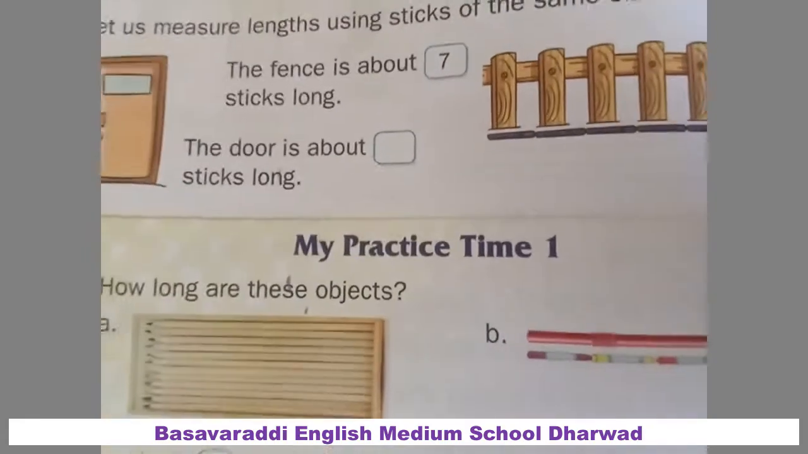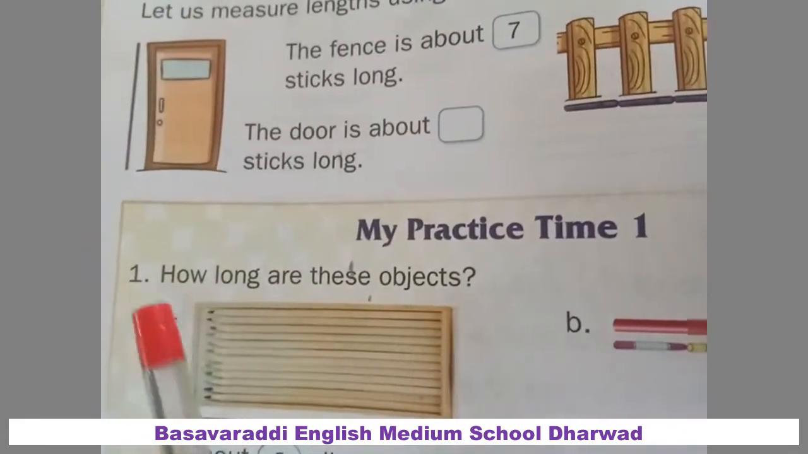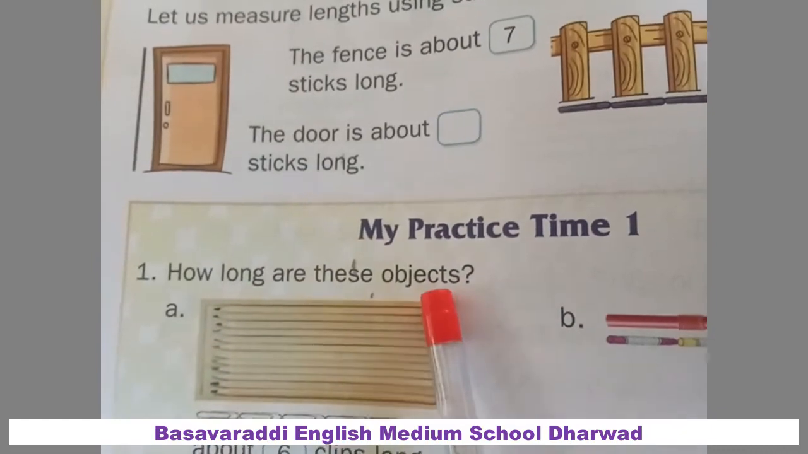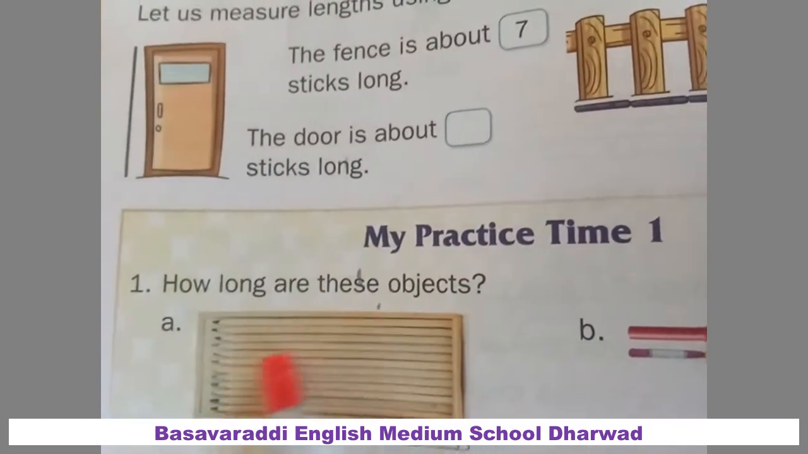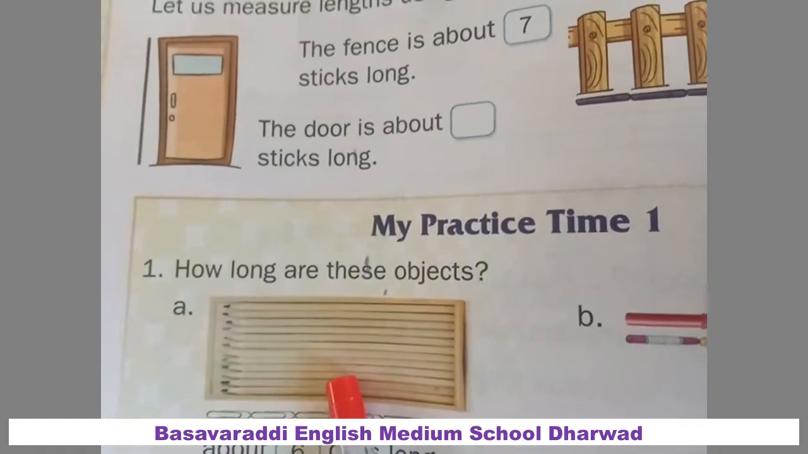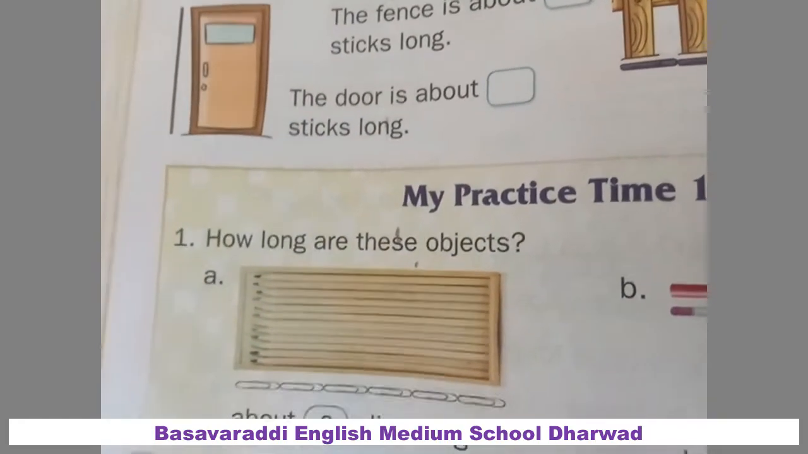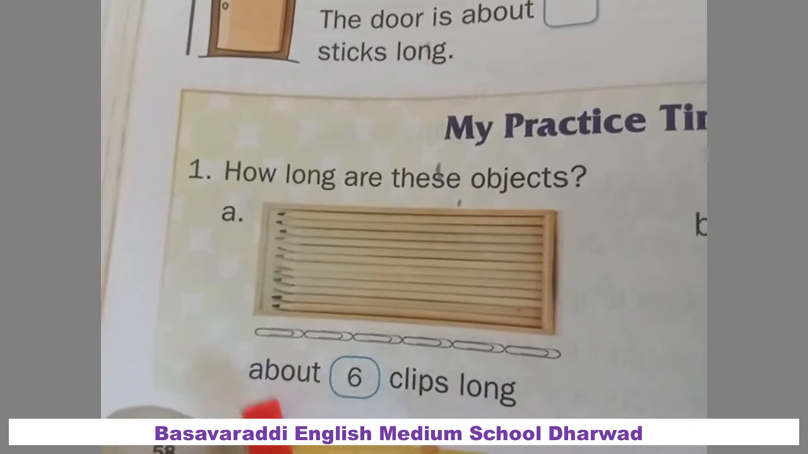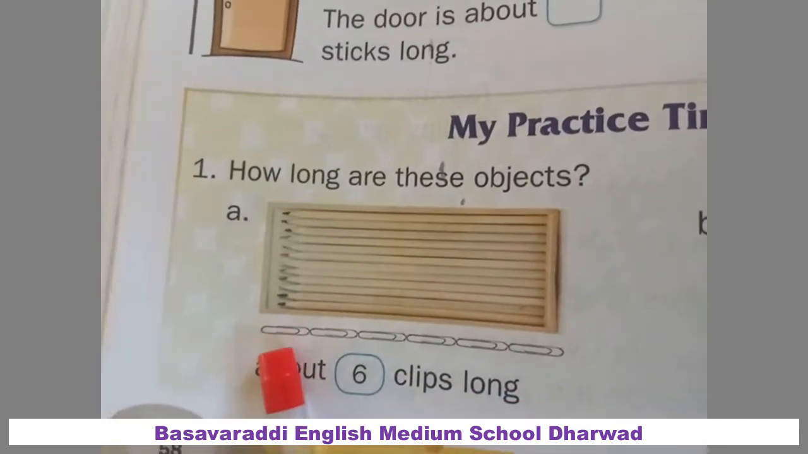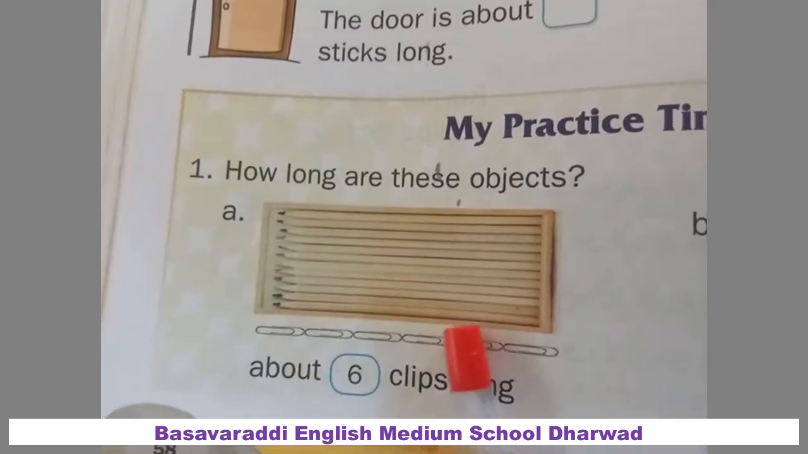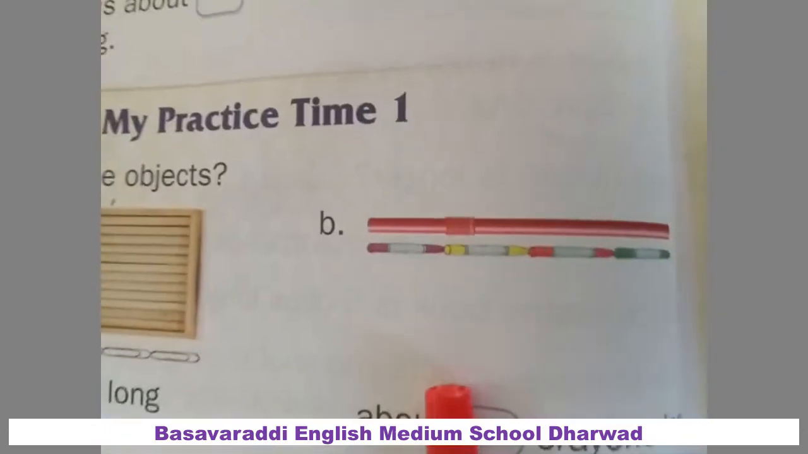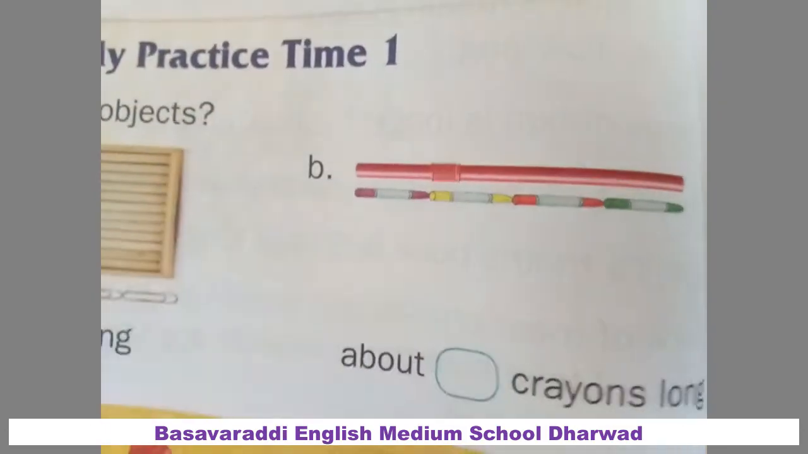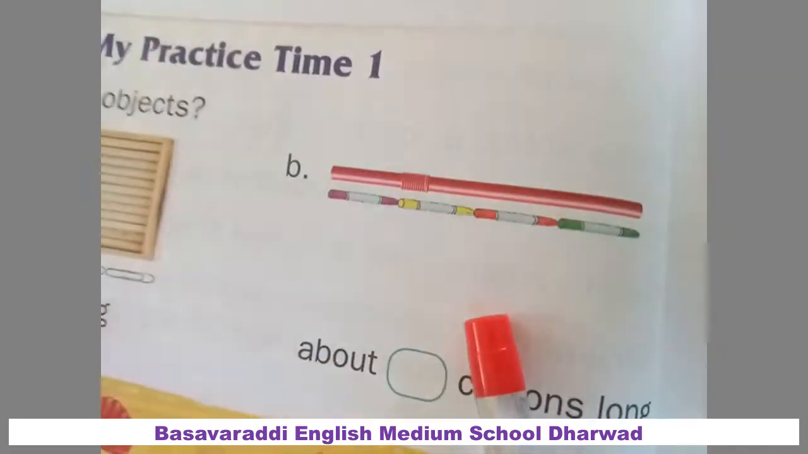My practice time. First one is how long are these objects? So here is one object, a compass box, and color pencils are there. You have to count this one object, how long it is. So here, about dash clips are long. 1, 2, 3, 4, 5, 6. So 6 clips long.